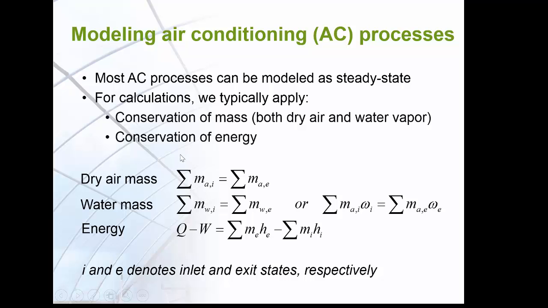And we can also talk about conservation of energy using this equation here. In this equality, as you can see, the capital Q represents the amount of heat transfer, and capital W represents the amount of work. That is equal to the difference in the energy terms: the total flow energy exiting the control volume minus the total flow energy entering the control volume system.